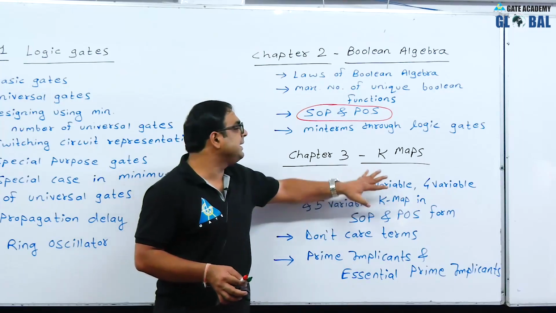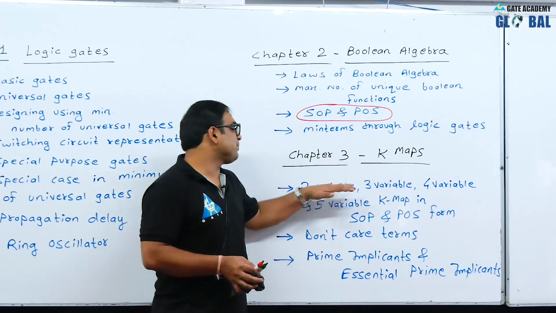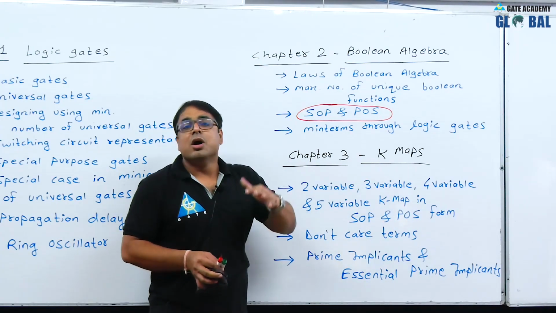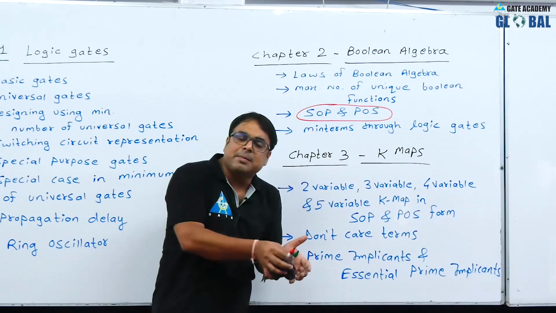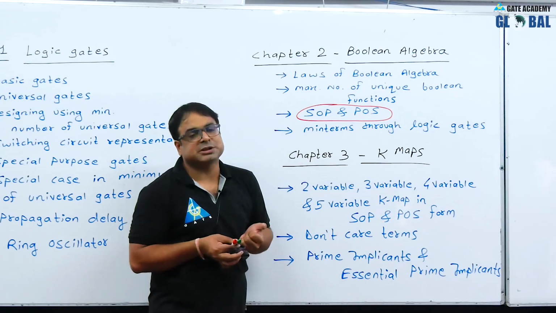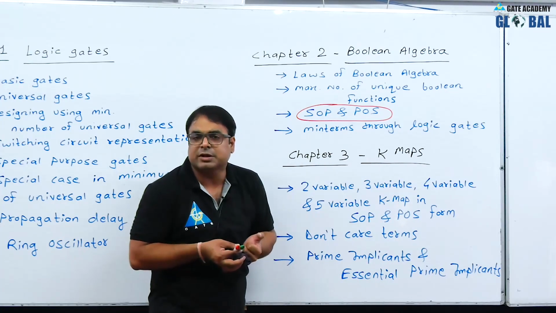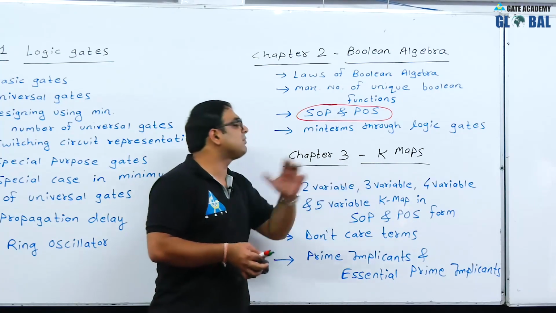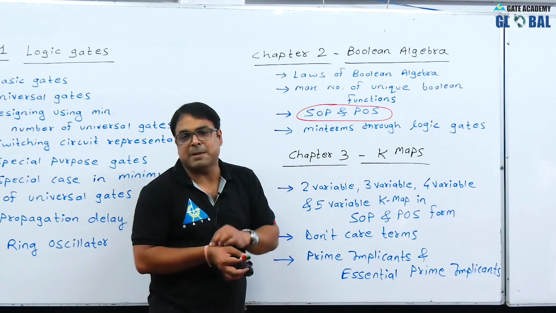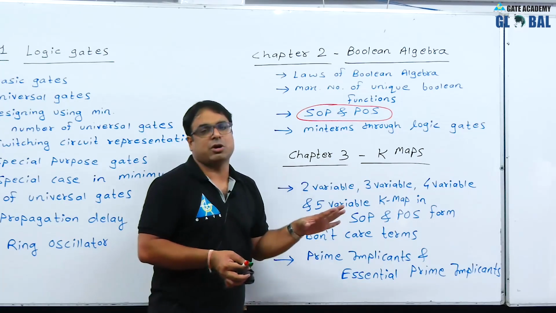Next will be chapter 3, K-maps. In K-maps, initially I will be explaining how a K-map works. All of us know how to plot a K-map, how to extract the minimum expression from a K-map, but exactly how the minimization happens, that also I have tried to explain in the K-maps so that you can have the complete knowledge.